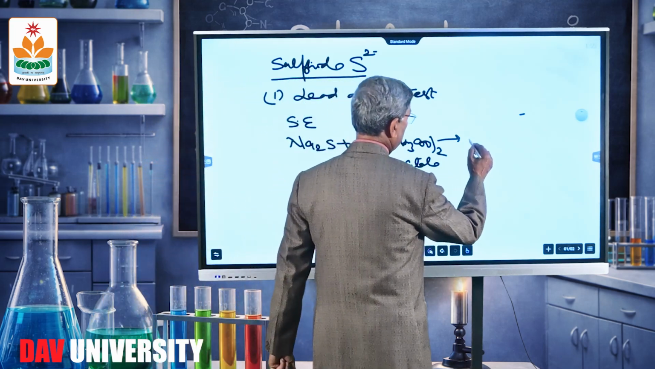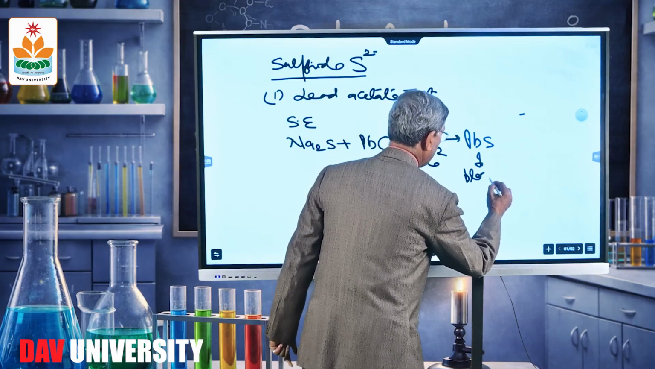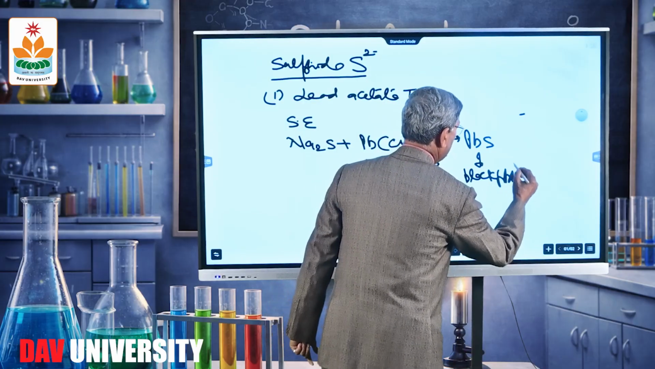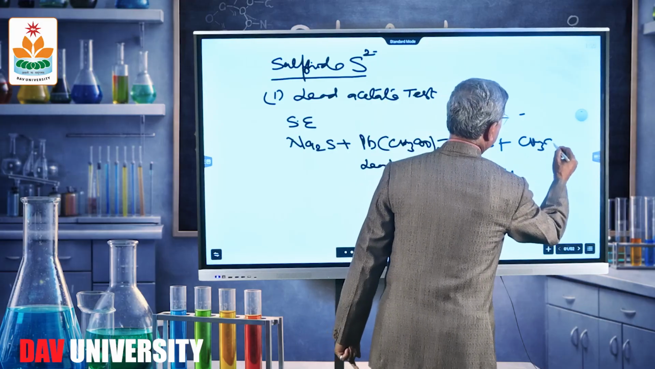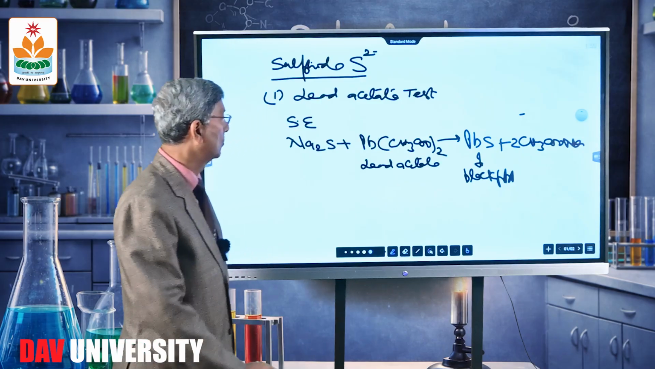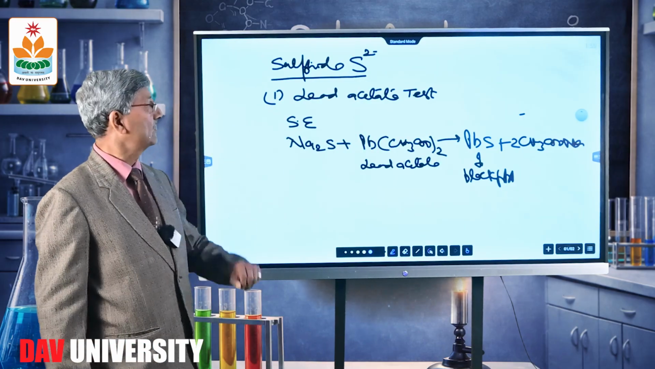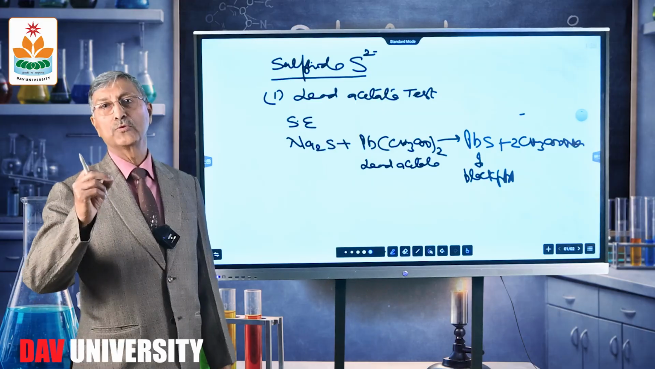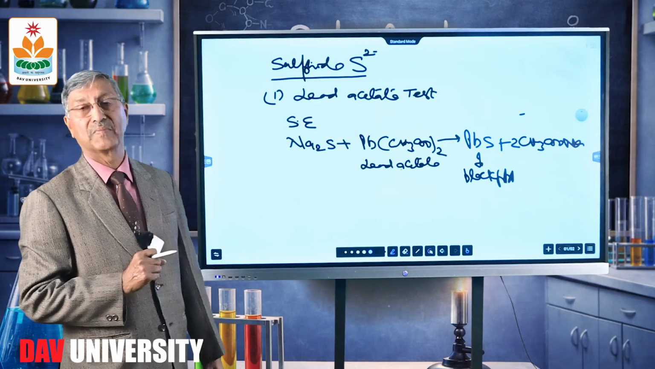Again, double displacement takes place. We get the formation of lead sulfide, a black precipitate, plus, of course, sodium acetate, 2 molecules. So, if an addition of acetic acid followed by the addition of lead acetate solution gives a black precipitate, it confirms the presence of sulfide.